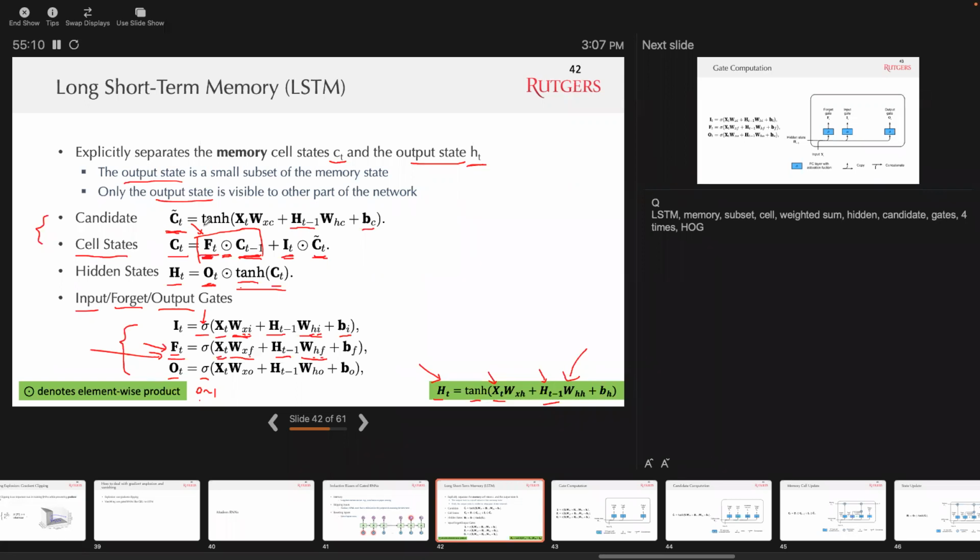So it's not going to have two gates. It's going to have one gate, this is the gate on the left, and on the right it's going to be 1 minus that gate. Yeah, that's a good question. Any more questions?